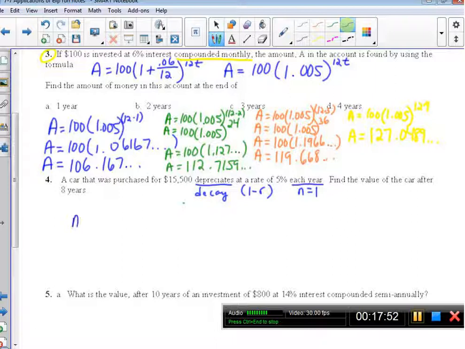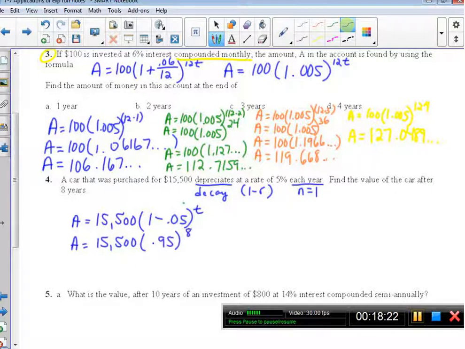So I have A equals initial amount, which is $15,500, 1 minus the rate. N is 1, so R divided by N would just be R divided by 1. So it's really just 1 minus 0.05 to the T. And they want to know after 8 years. So A is equal to 15,500 times 0.95 to the 8th.